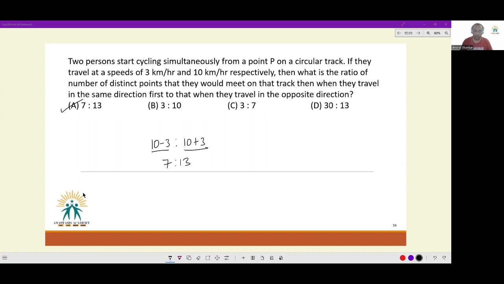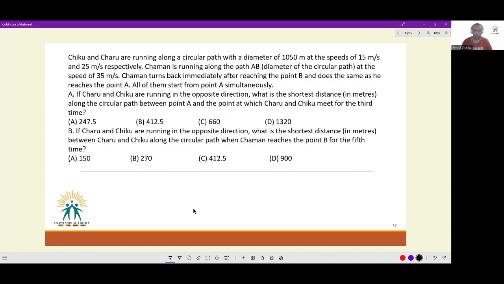Okay, next. Chiku and Charu are running along the circular path with a diameter of 1050 at the speed of 15 meter per second and 25 meter per second respectively. Chaman is running along the path AB, diameter of the circular path, at the speed of 35 meter per second. Chaman turns back immediately after reaching point B and does the same as he reaches point A. All of them start from point A simultaneously.